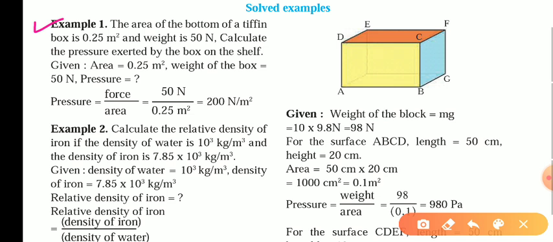So first of all, they have given us area, then weight of the box they have given, and the pressure we have to calculate. We know the formula for the pressure, that is pressure is equal to force upon area. So 50 Newton upon 0.25 meter square, and when we solve this calculation we will get 200 Newton per meter square.